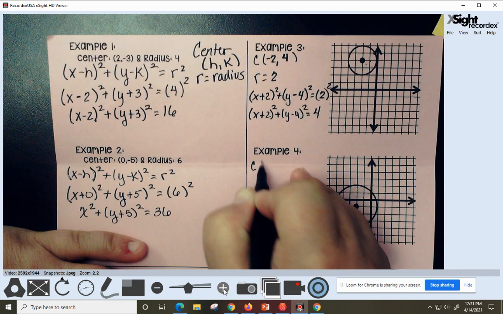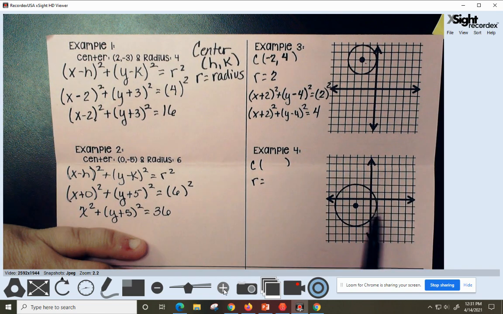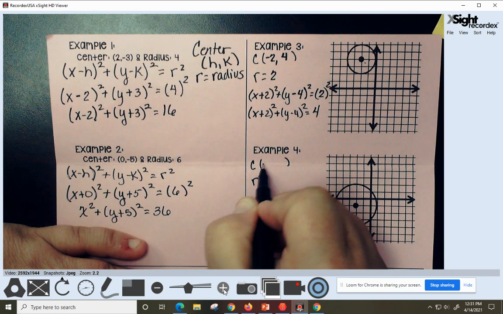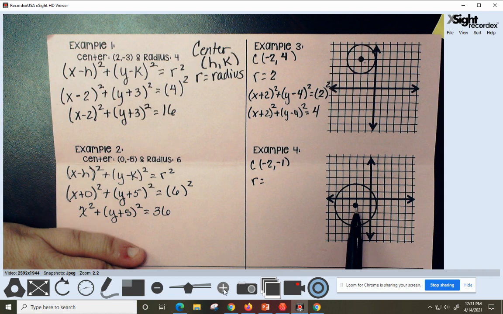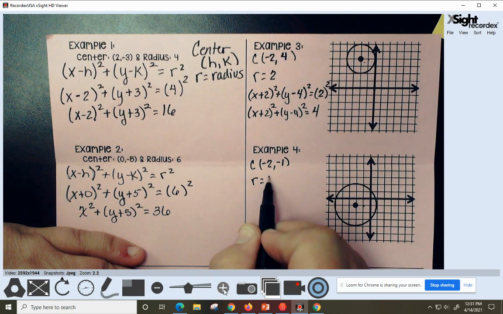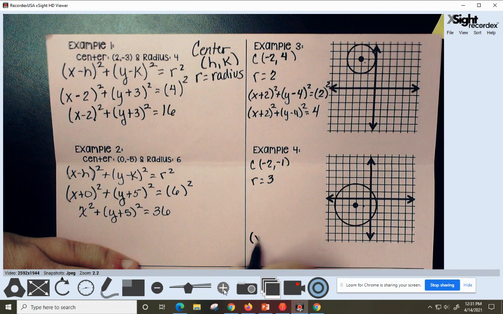On this one, I do the same thing. I need a center and I need a radius. So on the center, it's at 1, -1, -2. And I'm going to go down to -1. And on this one, I've got a radius. Go to your center and count straight out. 1, 2, 3. So I'm going to go write the little shell.